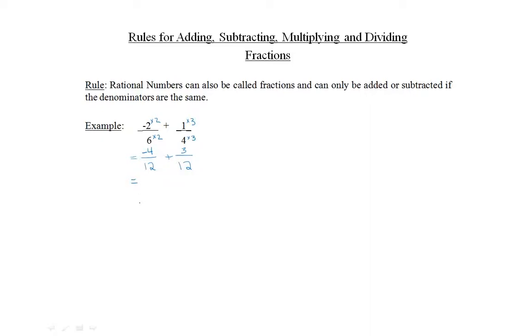Now add negative 4 plus 3, which equals negative 1 over 12. The denominator of 12 stays the same. The final answer is negative 1 over 12.